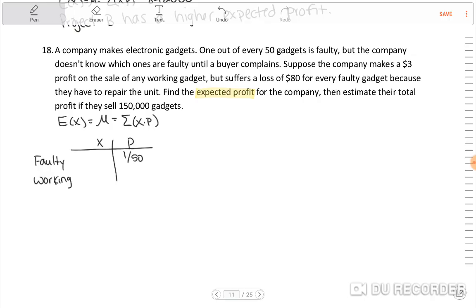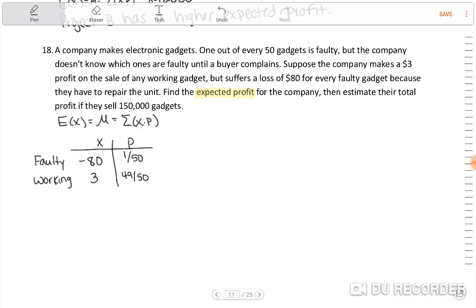Okay. And it says, but they don't know which ones are faulty until a buyer complains. Suppose the company makes a $3 profit on the sale of any working gadget. So the value on a working gadget is $3, and 49 out of 50 are going to be working because 1 out of 50 are not. And it says they suffer a loss of $80 for every faulty gadget. So that means negative 80 for that probability.